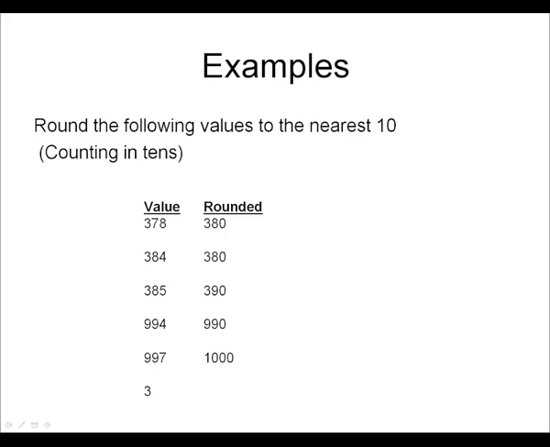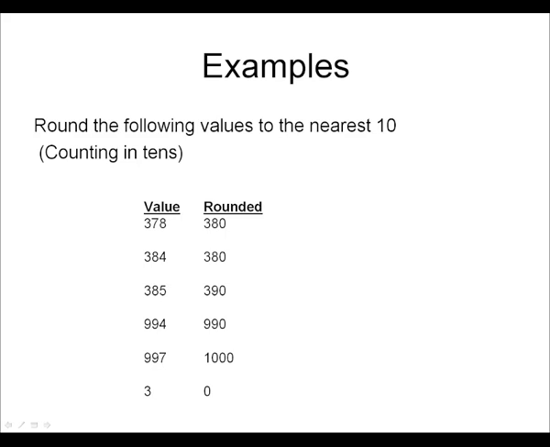What about if my value is 3? Well, I'm counting in tens, so my options start at 0. I can go 0, 10, 20. And clearly here I'm closer to 0, so I say 0. So that's how you round values to the nearest 10.